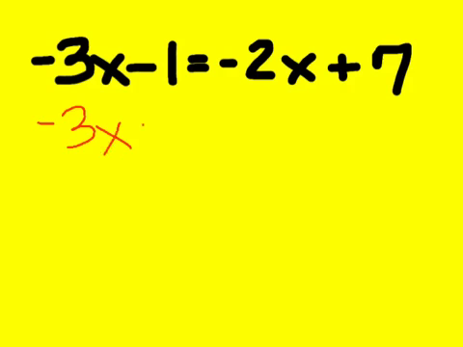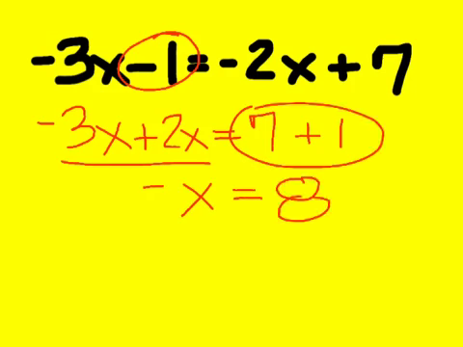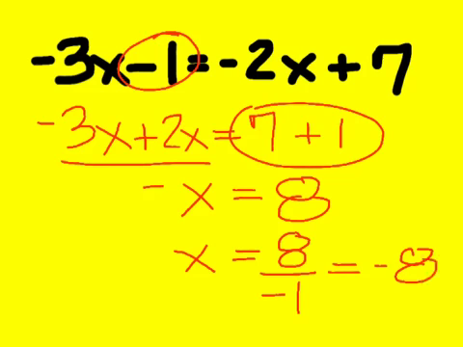Minus 2x goes over to the left and becomes what? And then what gets moved? And it becomes what? What is the result of this side? Negative x. And of this side? What do I do next? You gotta change the negative x into just a positive x and move the negative sign over. Final answer? Negative 8. Negative 8.